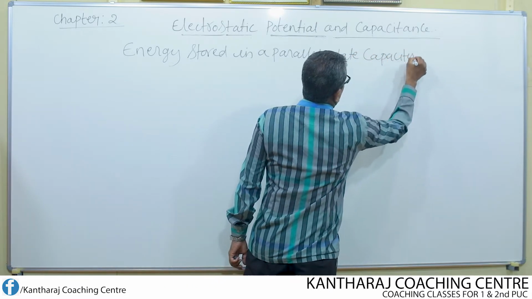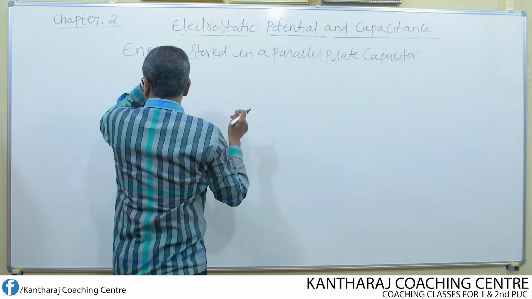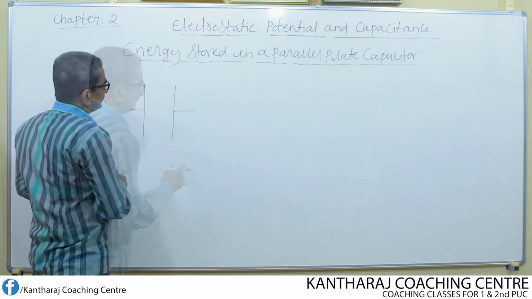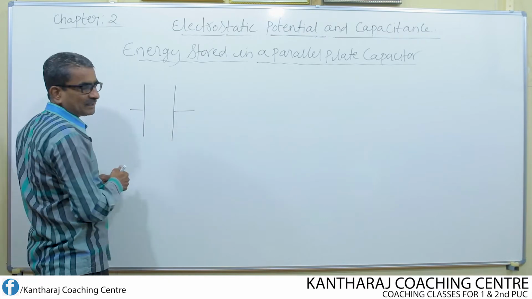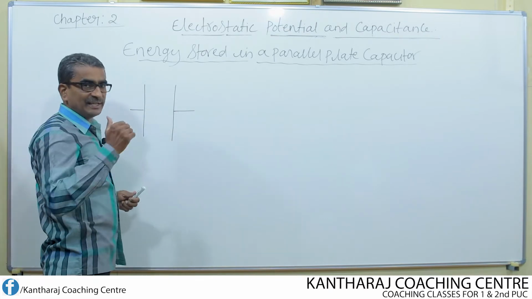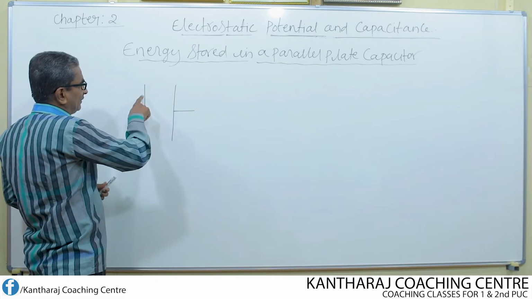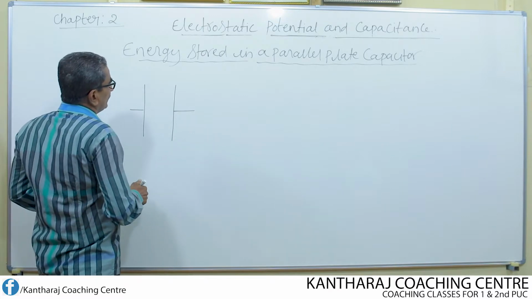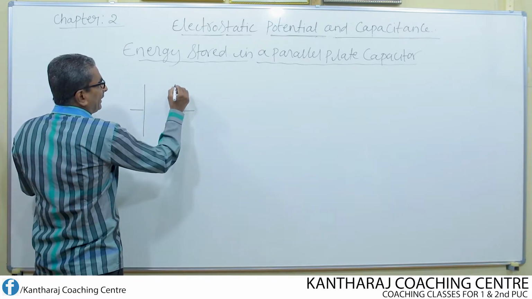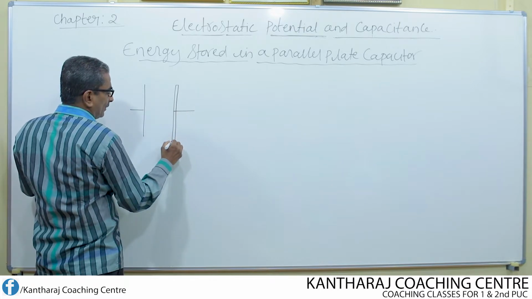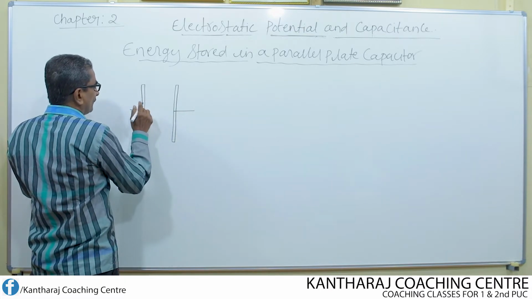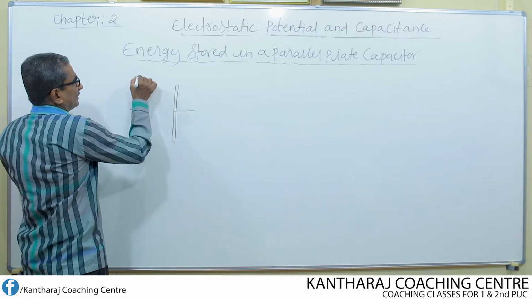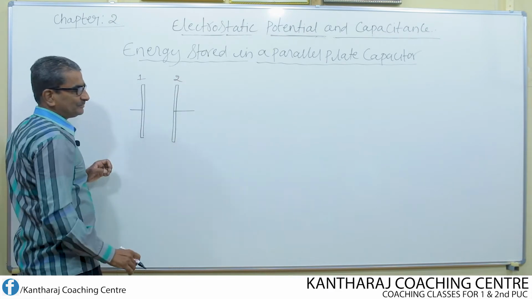We already know about the parallel plate capacitor. Now, suppose I consider the two plates of the capacitor which are not charged initially, that means the net charge of this plate is 0 and of this plate it is also 0. What I do is bring one positive charge from this plate to this plate. Let us call this plate 1 and this plate 2.